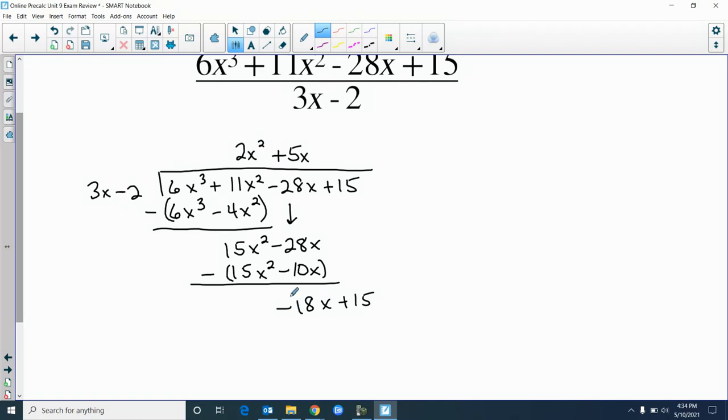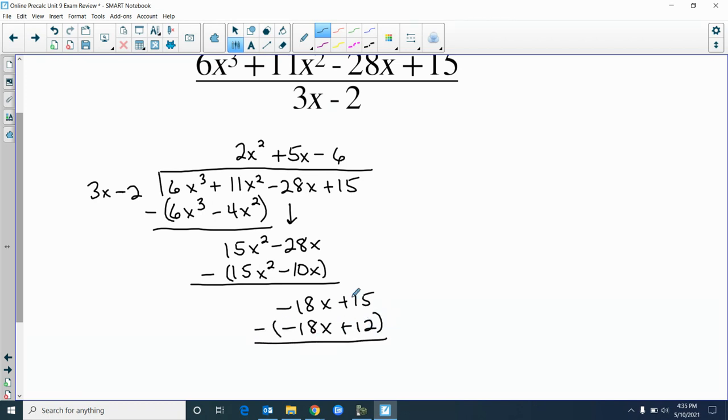We keep dividing until the degree of the remainder is less than the degree of the divisor. If they're equal, we keep going. What times 3x gives me negative 18x? Minus 6. Negative 6 times 3x is minus 18x. Negative 6 times negative 2 is plus 12.